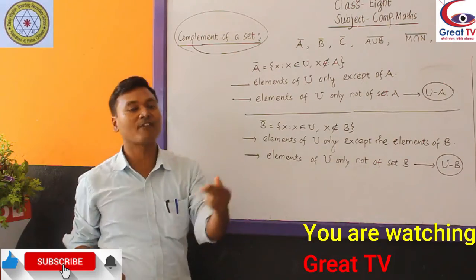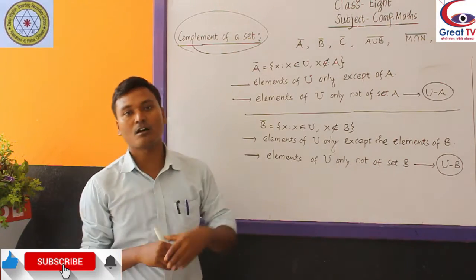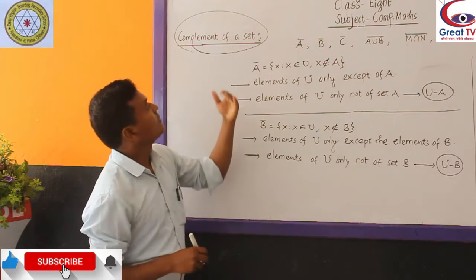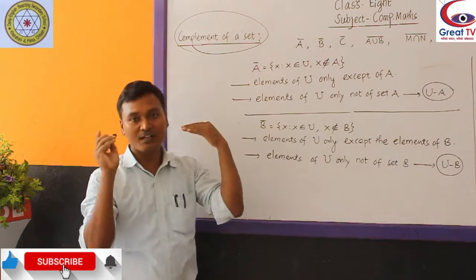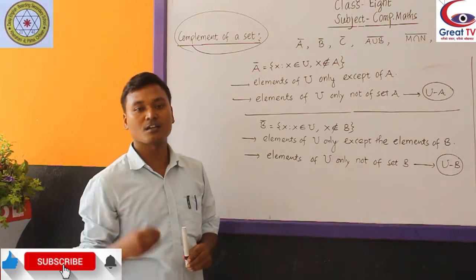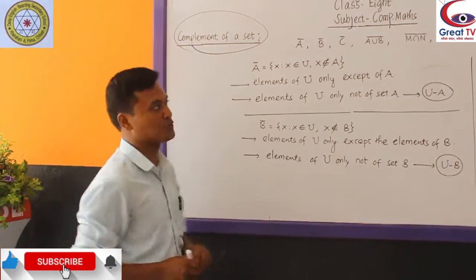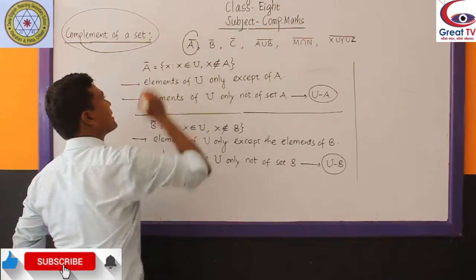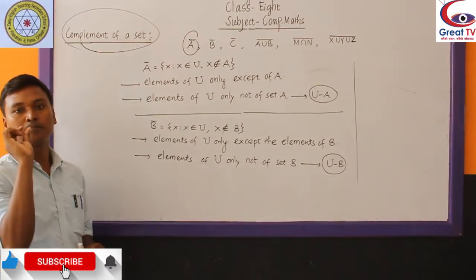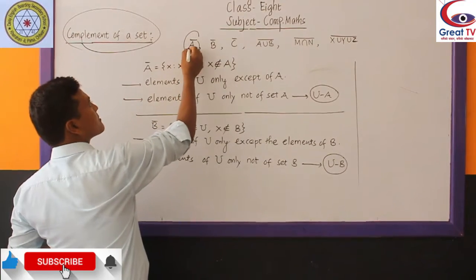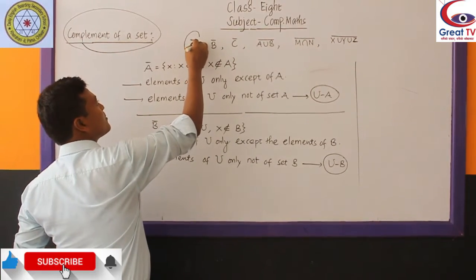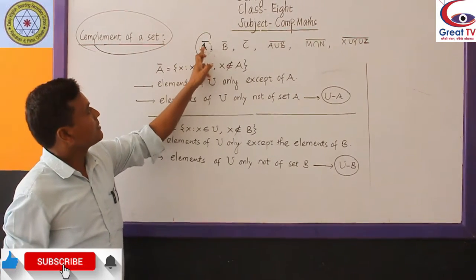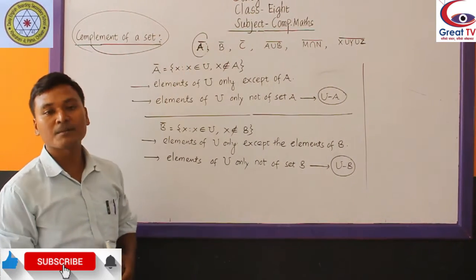Let us define complement of a set first, because it's totally new for you. But before we read what is complement of a set, let us read how to read it out. I have written one set here, A, and just above A I have written a small bar. So A bar represents complement of set A.